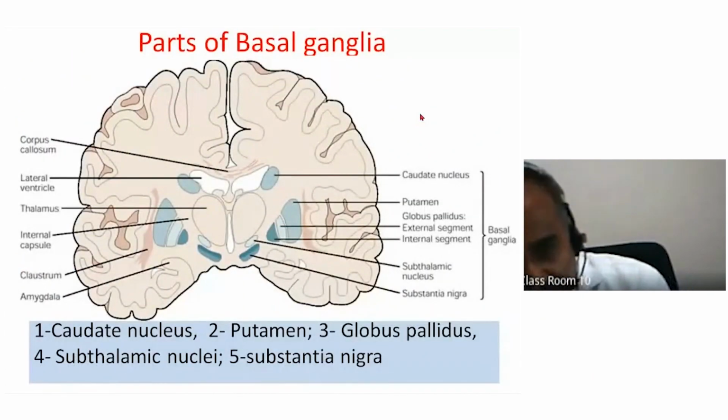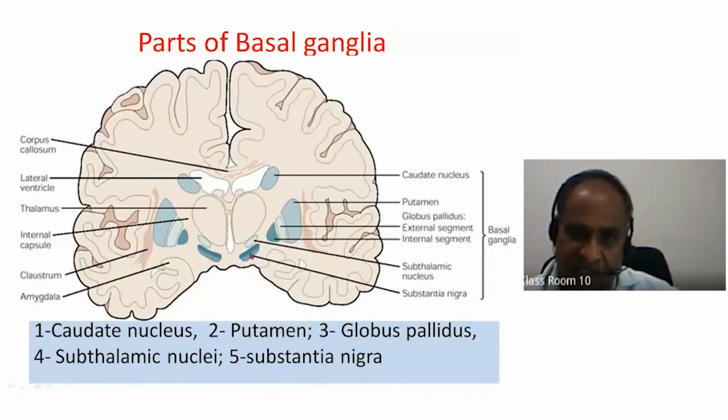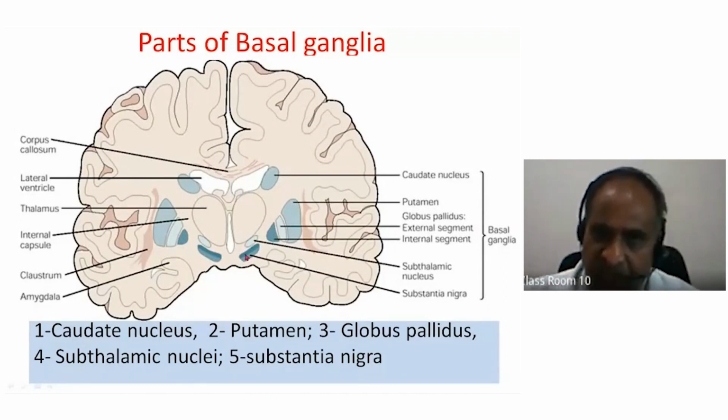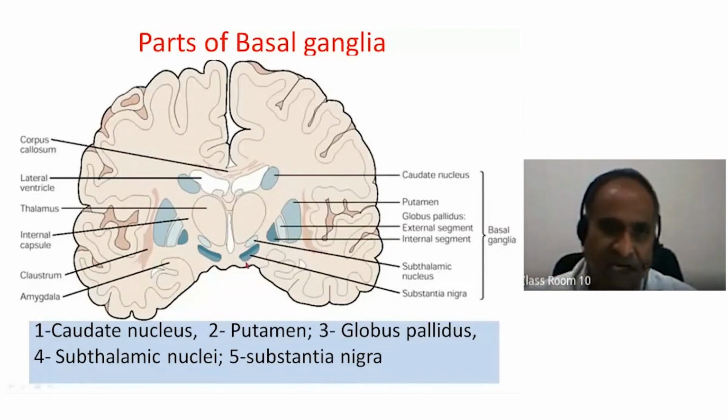Very quickly, there are basal ganglia nuclei: the caudate nucleus, the putamen, the globus pallidus externa, globus pallidus interna, the subthalamic nucleus, and the substantia nigra. The substantia nigra has a pars compacta and pars reticularis. These are the parts of the basal ganglia.